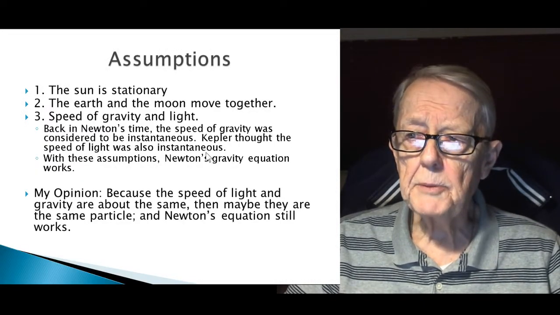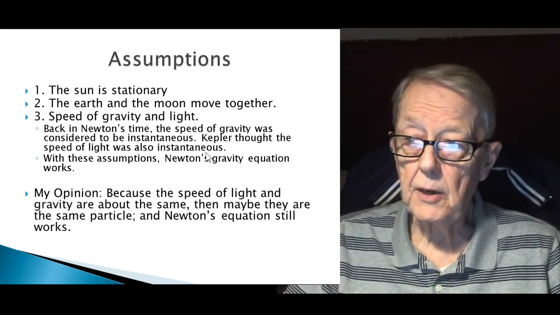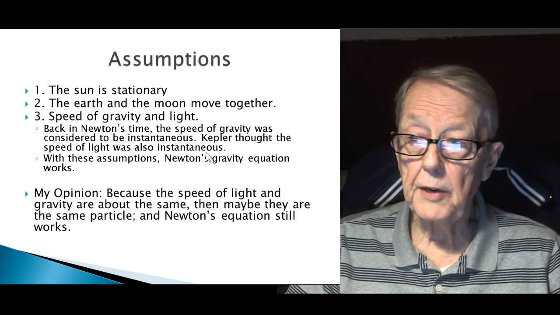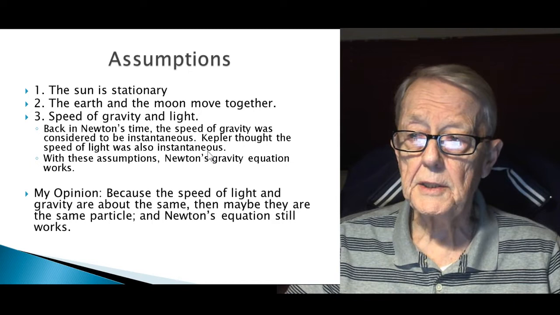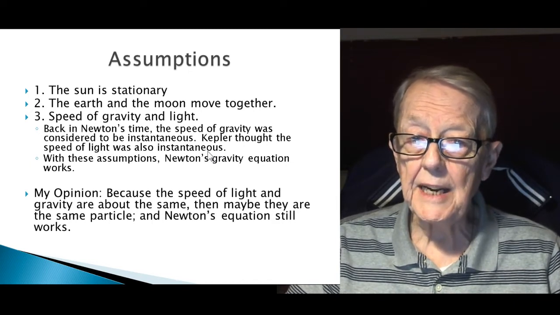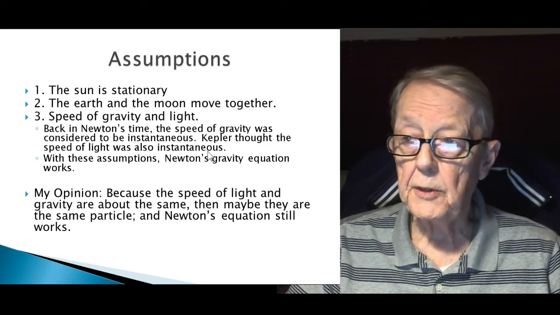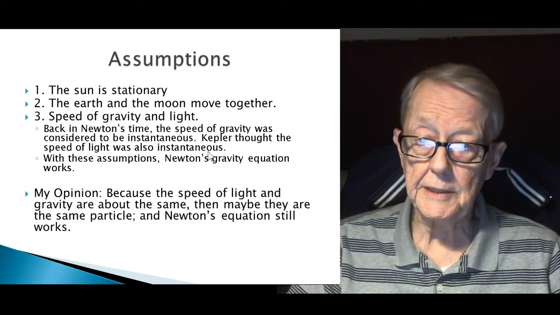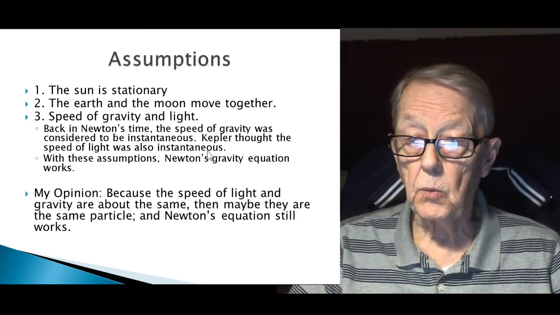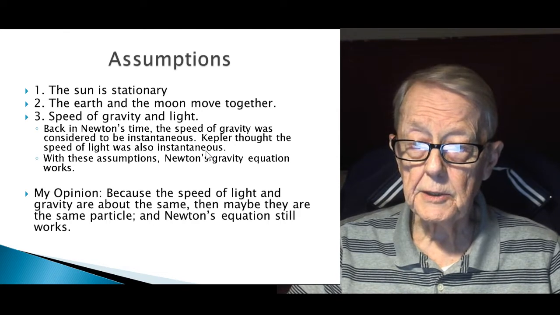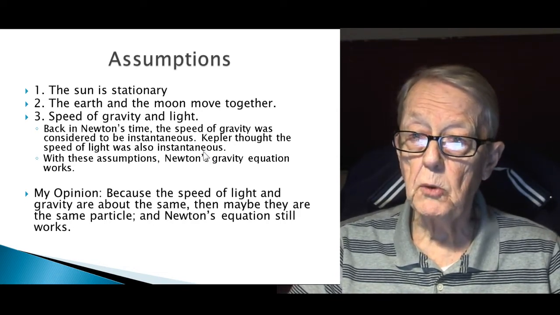So these are the assumptions I'm making in order to explain this. The sun is stationary. Of course, we all know that. It's the Earth and the moon moving around the sun. The Earth and the moon move together. Well, not precisely. The Earth is spinning towards the east faster than the moon is orbiting towards the east. And in general, the moon looks like it's moving very slowly to the west. But the difference is small for this purpose, so I'm assuming they move together.